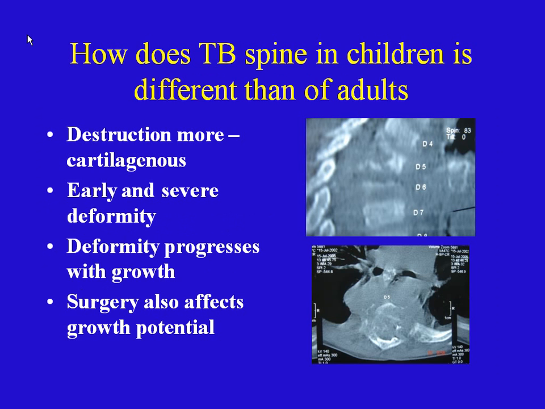Because destruction is more in children than in adults because they are cartilaginous. Early and severe deformity occur. Deformity progresses with growth, and surgery affects the growth potential. And these 4 features make TB spine in children different from that in adults.